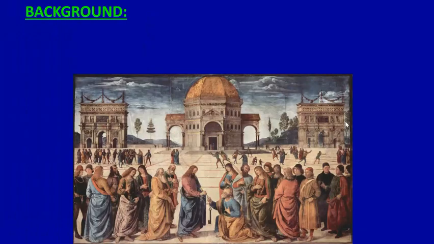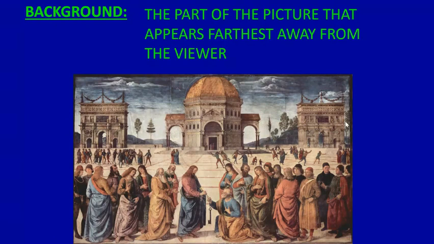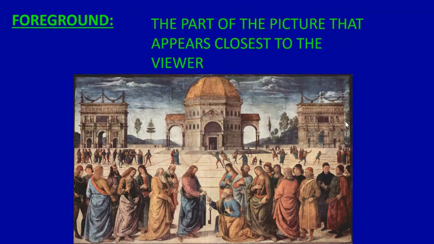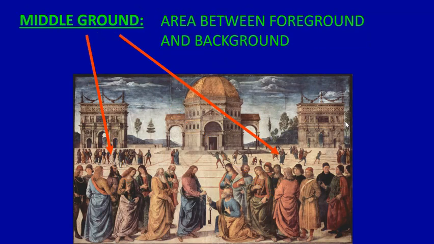So part of that perspective means that we have a background, a middle ground, and a foreground. The background is the part of the picture that appears furthest away from the viewer, and that is like the sky, those trees, and those hills. That is the background. That's way back there. The foreground is the part of the picture that appears closest to the viewer, and that is the large people down at the bottom of the picture. And then the middle ground is the area between the foreground and the background.